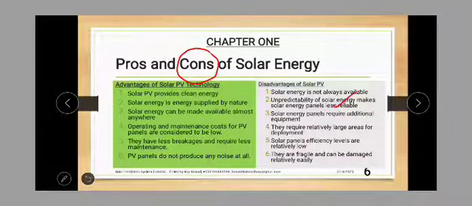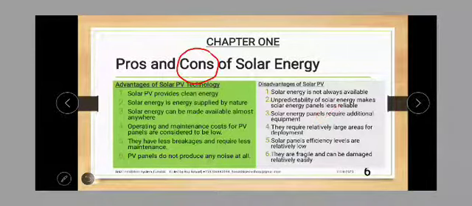That is also a disadvantage. Number 3, solar energy panels require additional equipment. For instance, if you want to convert from DC to AC, then you need an inverter. Also, when you want to store this energy, then you need batteries. What about number 4?